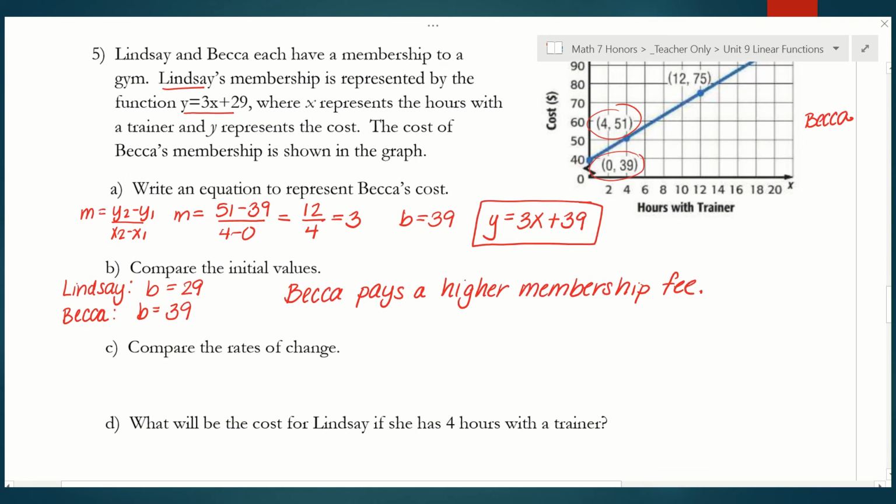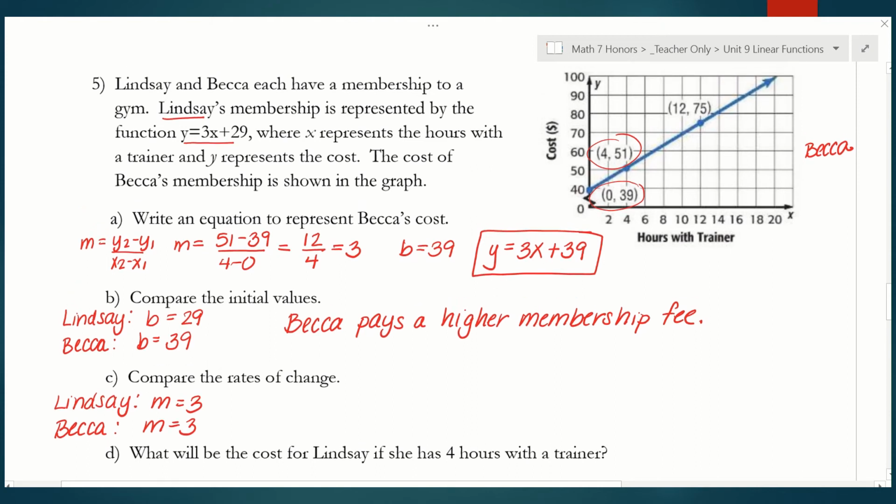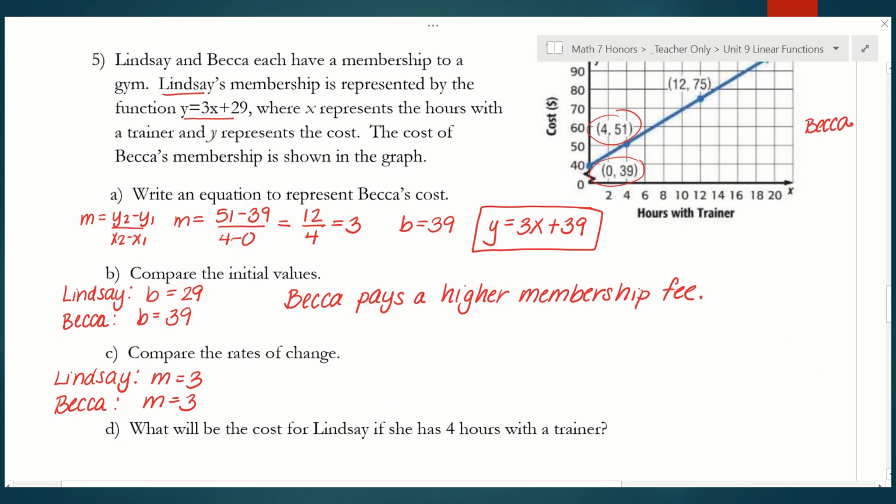Compare the rates of change. Again, Lindsay's slope was 3, and Becca also had a slope of 3. So what does that mean? It means how much they're being charged per hour with their trainer. So they're both being charged the same amount.